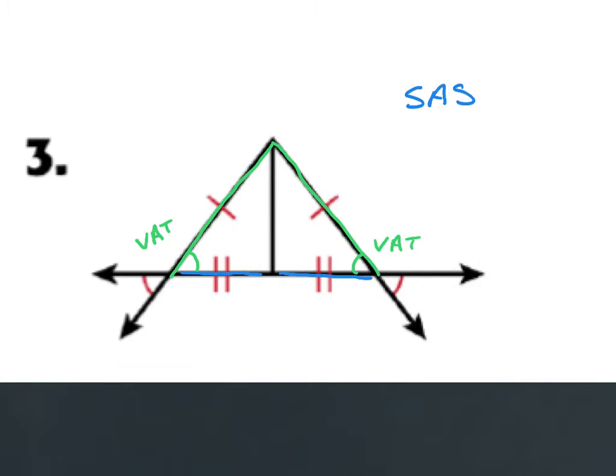Are there any other ways that I could do this? You could do side, with the middle line congruent to itself. Perfect. Maybe you just focused on this and said, well, this one's congruent to itself. That's side, side, side.